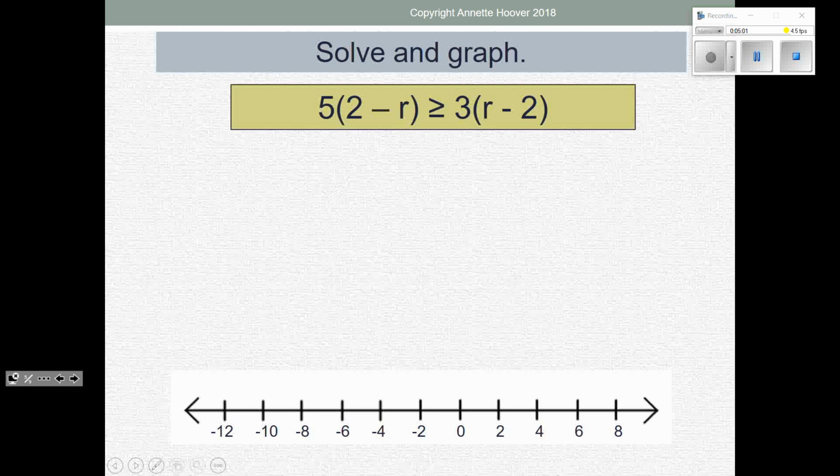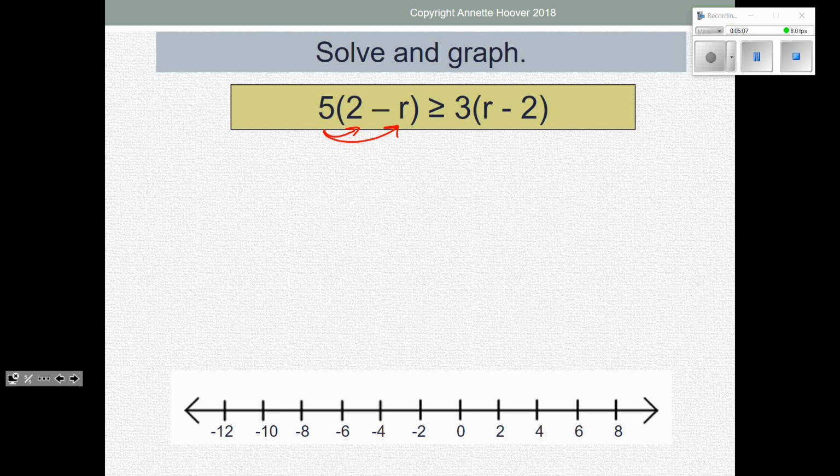In our last example, we have the distributive property on both sides of the equation. So we're going to multiply 5 times 2, which is 10, 5 times negative r, which is negative 5r. All of that is greater than or equal to, again, we have the distributive property. 3 times r is 3r. 3 times negative 2 is negative 6.